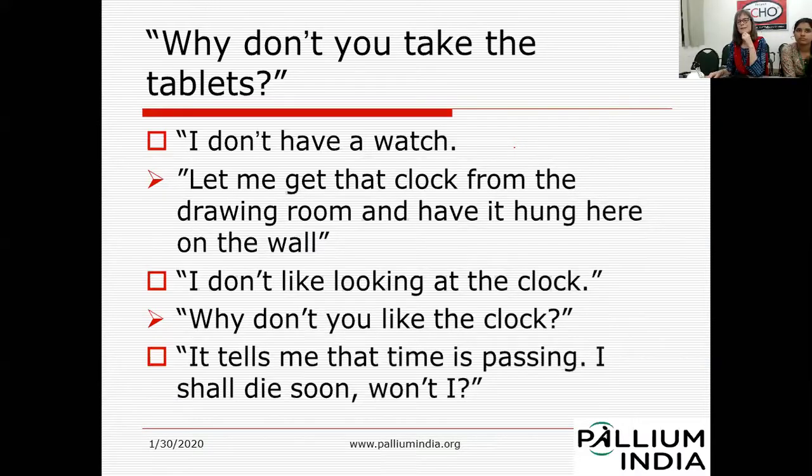So she's not taking her morphine. Can you think of why? And this describes it. So I don't have a watch. Oh, we'll move the clock into your room. No, I don't like looking at the clock. Why don't you like looking at the clock? Because it tells me that time is passing and I shall die soon. So she's clearly overwhelmed with grief, anticipatory grief, in addition to already mourning the losses that she's experienced in her life.